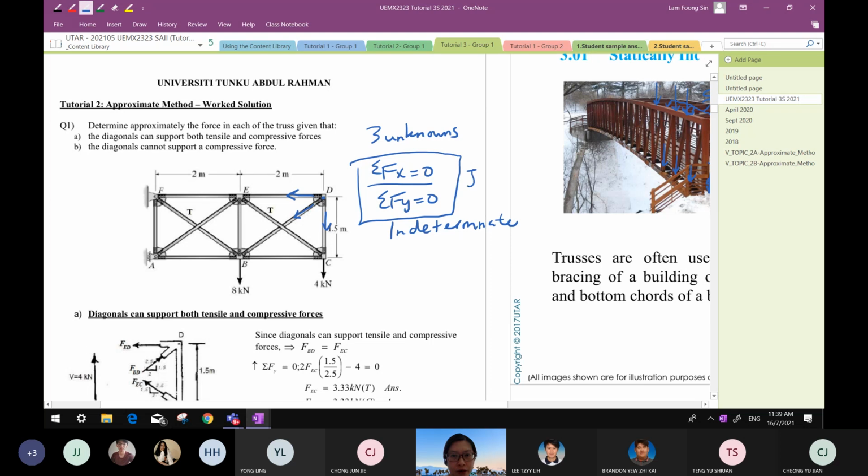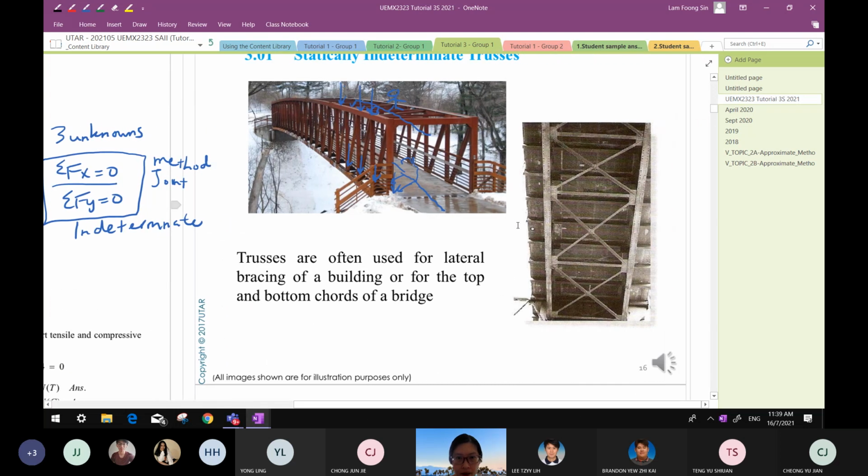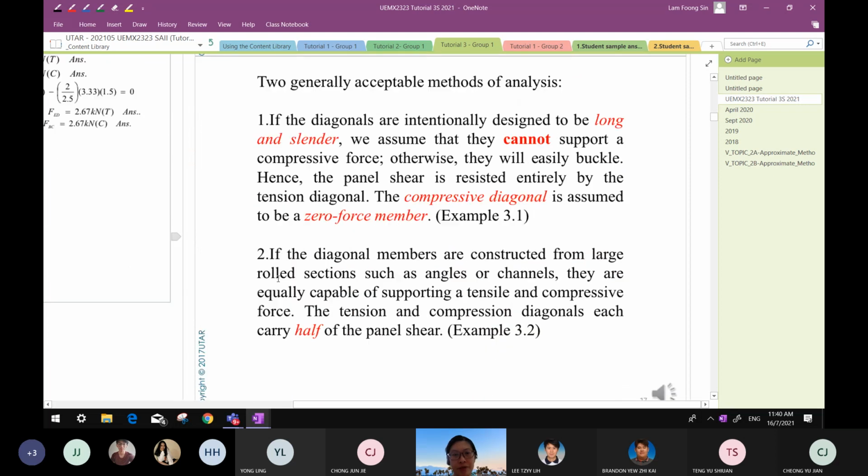So let's say you use the method of joints. You can't. So what we do here is that if we have cross bracing like that, it's good for wind loading, and also you want to stabilize your truss so it doesn't move back and forth. So lateral stability, this way as well. So what do we do here if we have cross bracing?